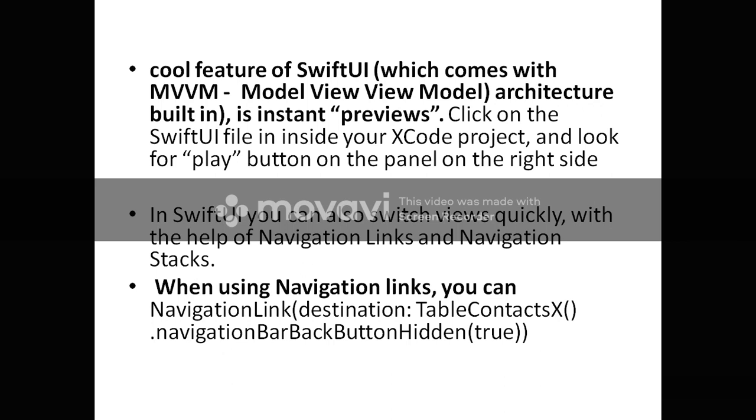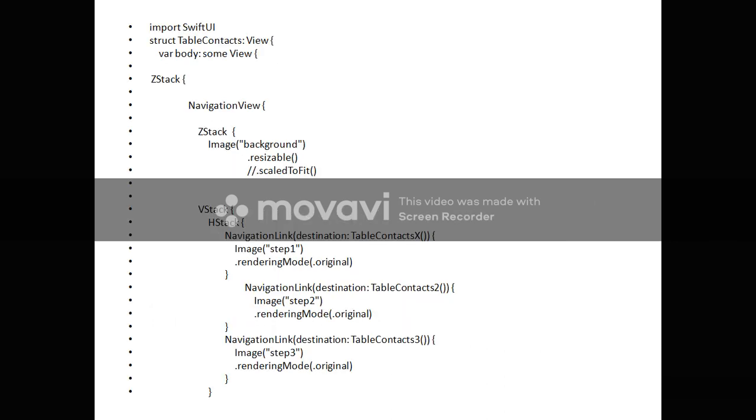In SwiftUI also you can switch views quickly with the help of navigation links and navigation stacks. When using navigation links, you can use the .navigationBarBackButtonHidden(true) parameter to easily hide the navigation bar back button while switching views. This is an example of using SwiftUI and Z-Stack, V-Stack, and H-Stack, and also navigation links.